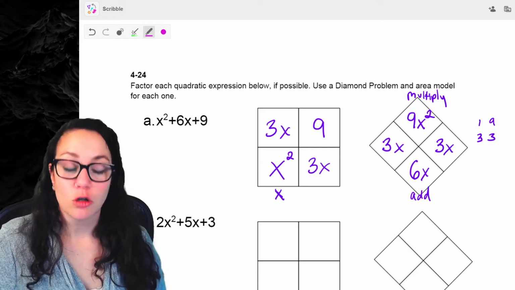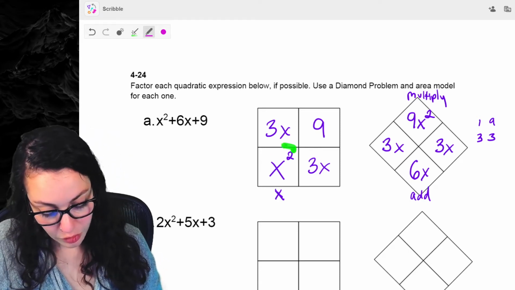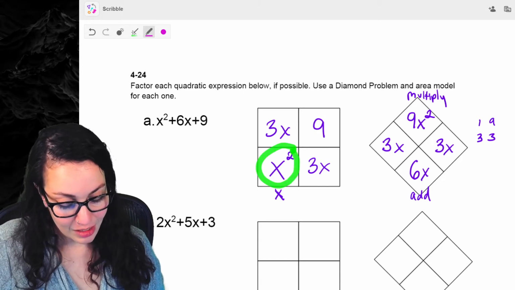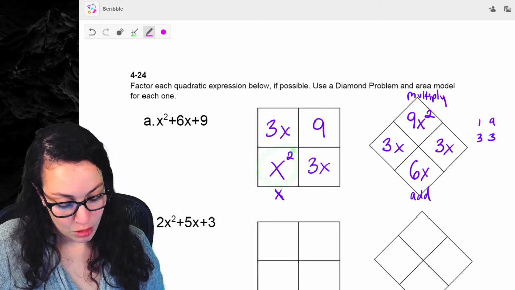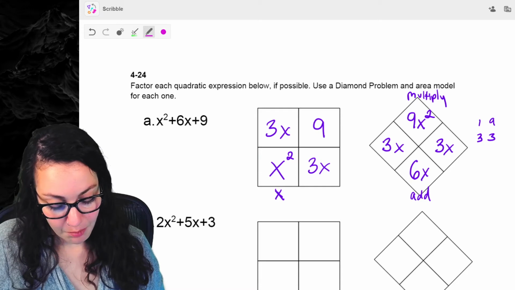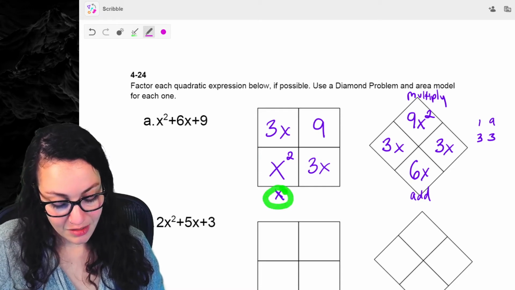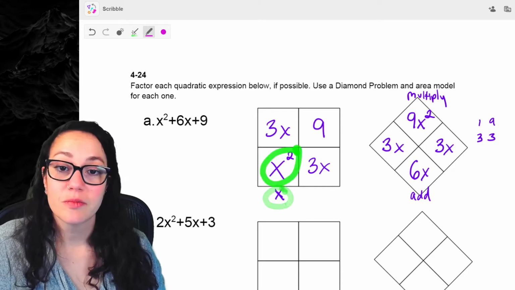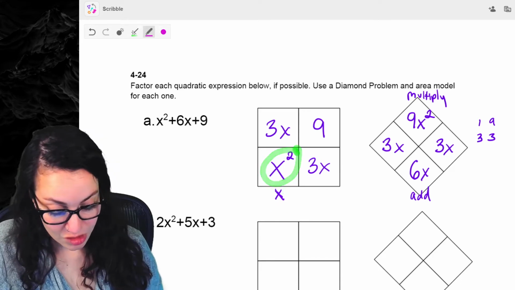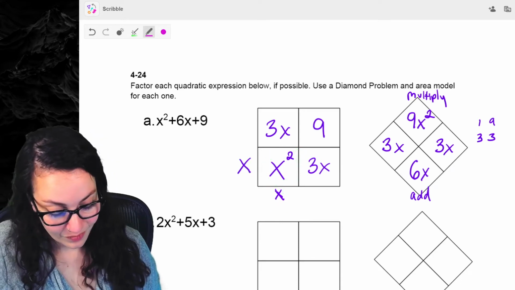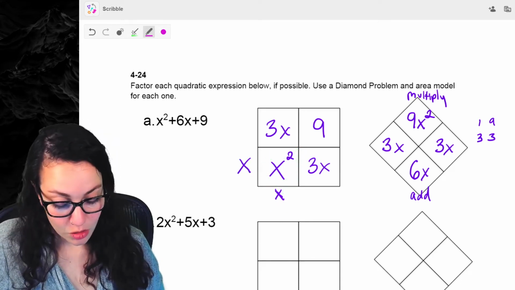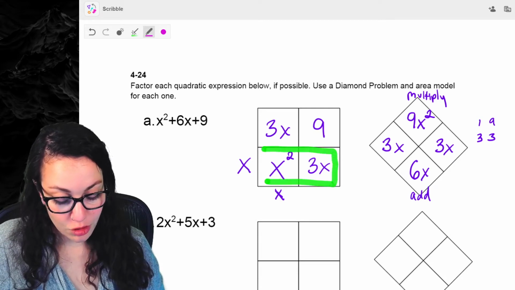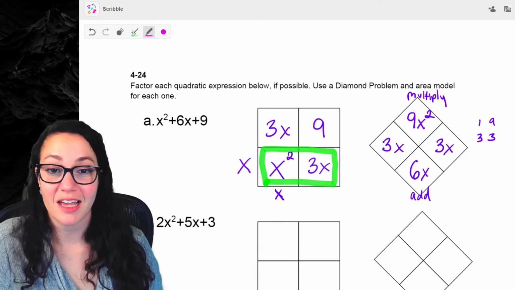Okay. So now we can start building, and I'm actually going to start right over here because this area is x squared. So I need something that multiplies with this x to get x squared. So I actually just need another x. And if I look, that's also the greatest common factor for this row is just an x.